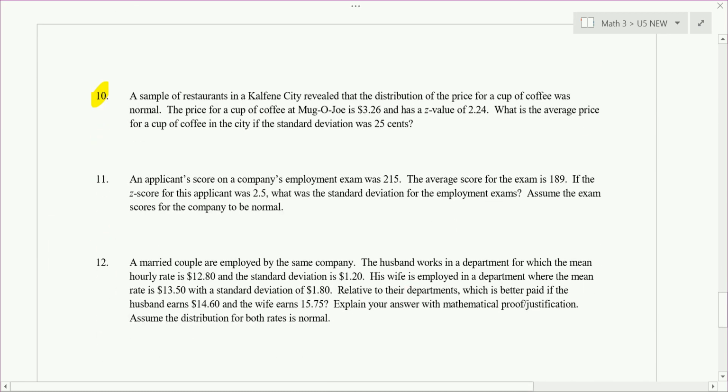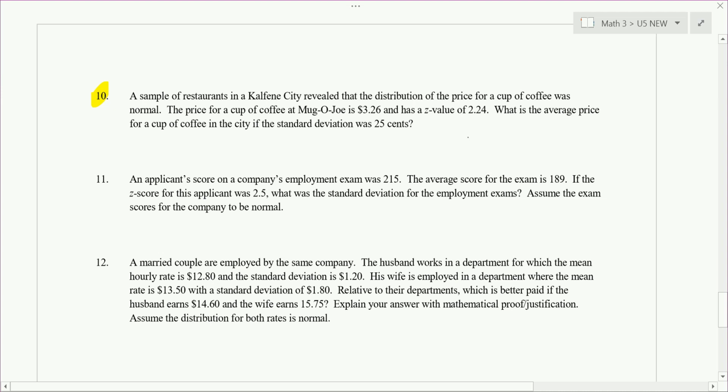Next, let's take a look at number 10. A sample of restaurants in a Calfine city revealed that the distribution of the price for a cup of coffee was normal. The price for a cup of coffee at Mogo Joe is $3.26 and has a z-value of 2.24. What is the average price for a cup of coffee in the city if the standard deviation was 25 cents?